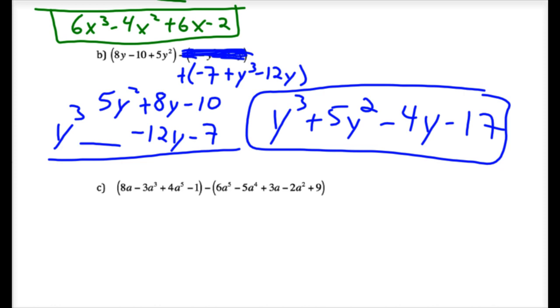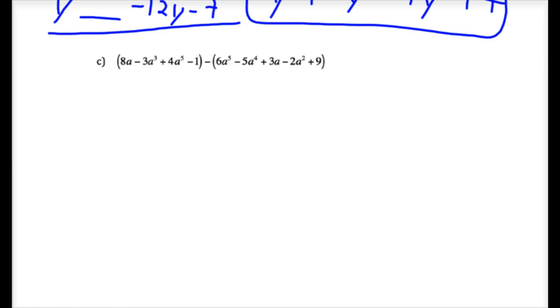We don't have to do the last one if we don't want. Nope, last one. Let's see if you guys can do it. It's hard. That's why I gave you so much space. Let's get this thing done. Here we go.